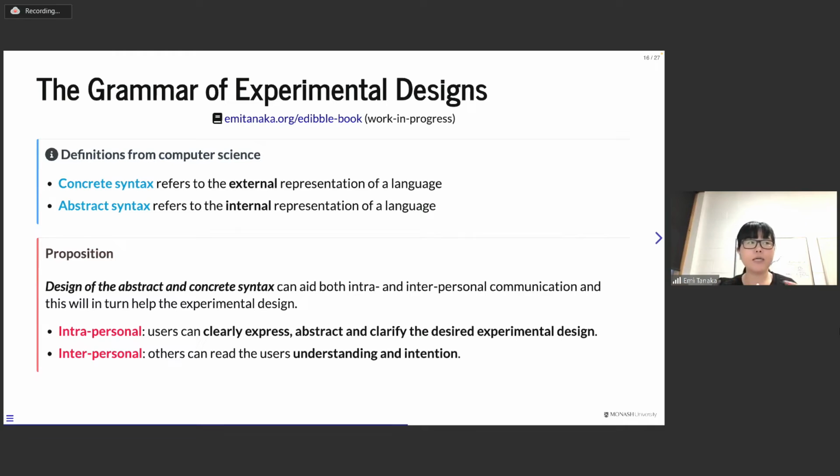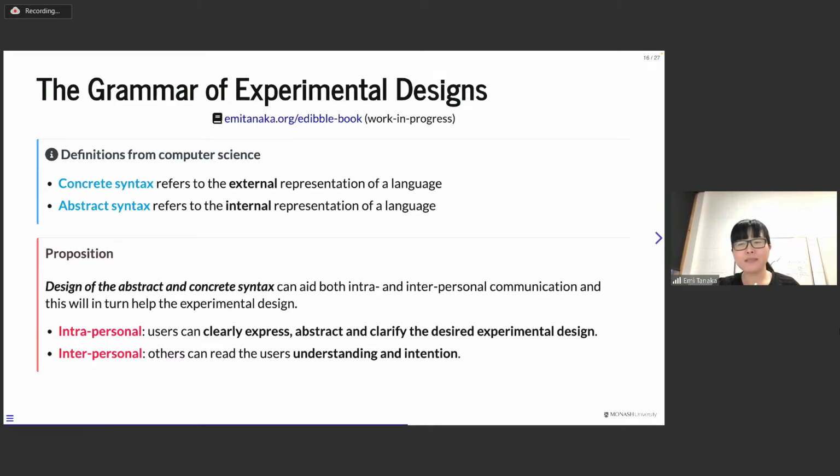To be more specific, by intrapersonal, I mean the code that you've written up. The way the syntax has been designed can help users clearly express, as well as abstract and clarify, what the desired experimental design is. So intrapersonal is just your communication with yourself. And now that you've explicitly written it out, the communication is no longer just by yourself. It can now be read by other people. This is where the interpersonal part comes in, where other people can read your code and have an understanding of what you understood at the time and the intention of that particular design.